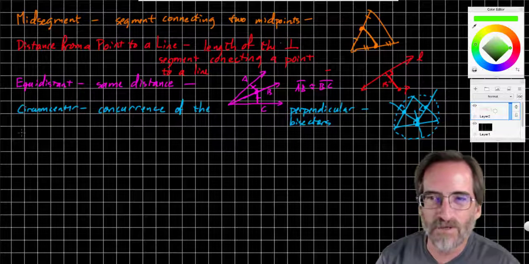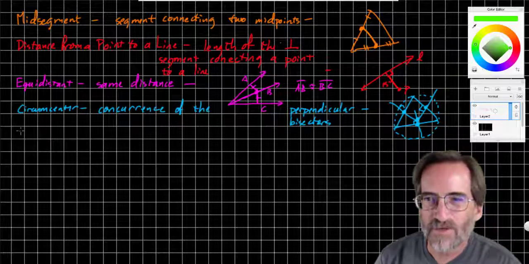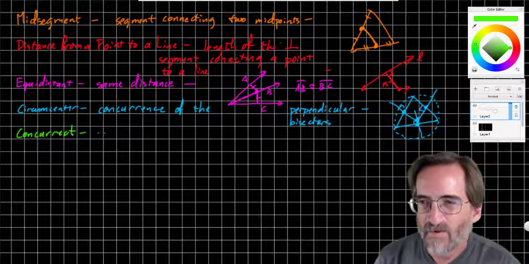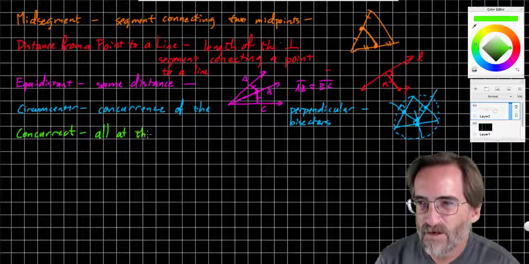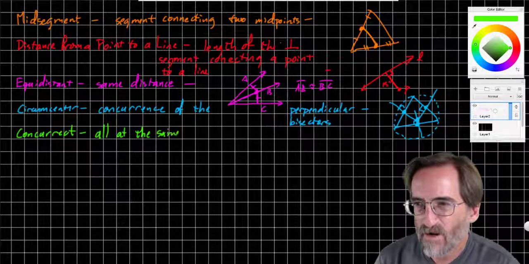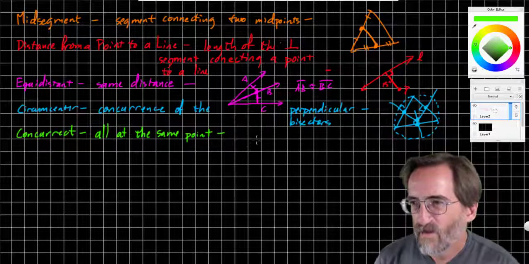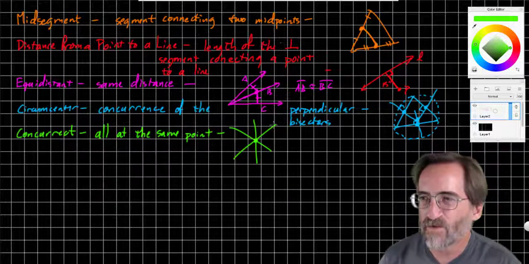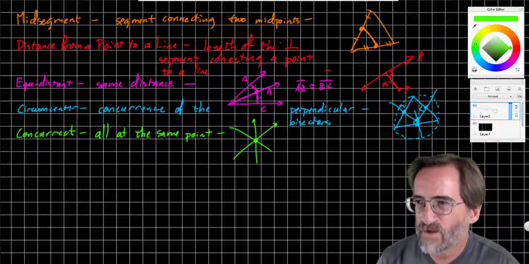Circumcenter: concurrence of the perpendicular bisectors. Concurrent. We've been using this word. Now we're going to define it. All at the same point. So these three lines are said to be concurrent because they all cross at one point.